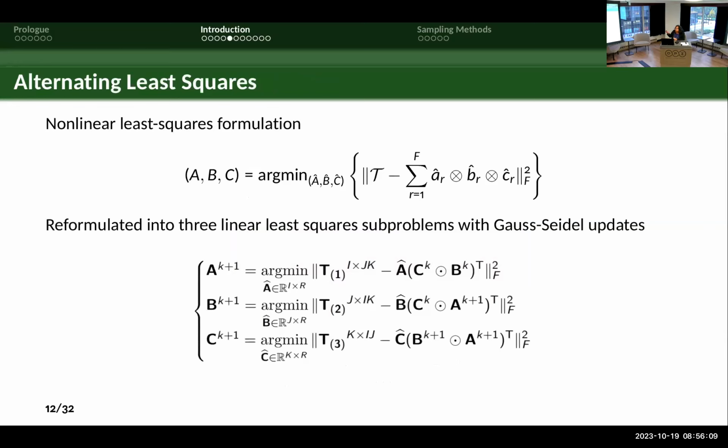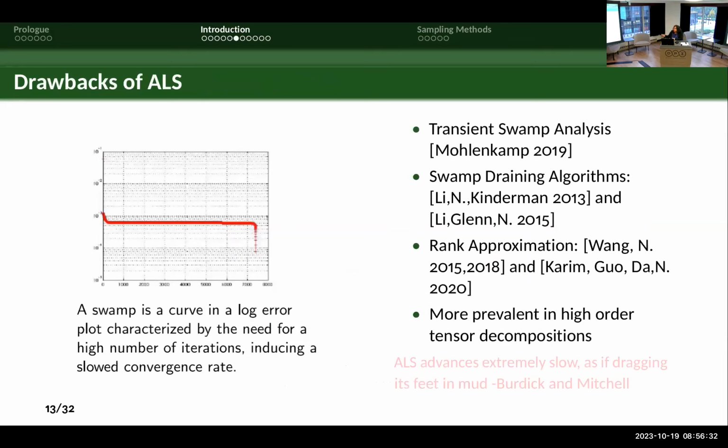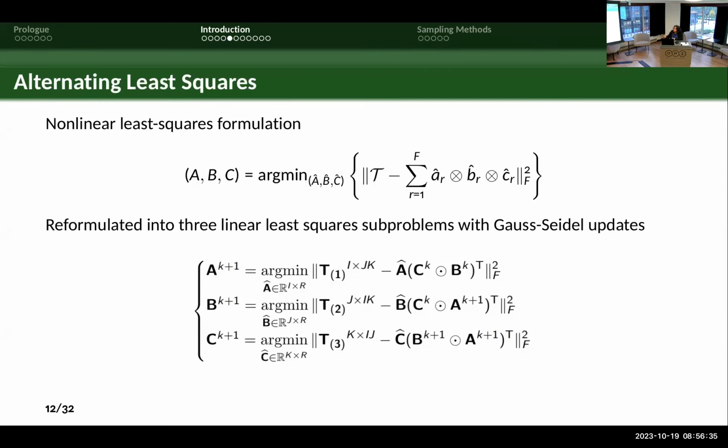All right, and probably the most well-known method for CP is nonlinear least squares. As we saw from the first talk, essentially you break it up into subproblems of simple linear least squares, and then you update the factor matrices subsequently, right? So that's the Gauss-Seidel updates, right?